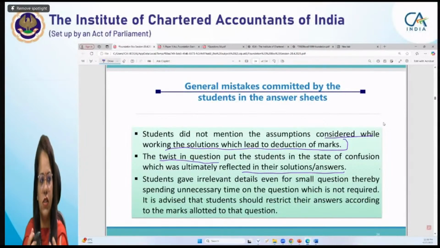Please focus. Take a deep breath. If there is a twist in the question and you do not know the twist, take a deep breath. Try to understand. And if you're unable to understand, do the other part of the question. I know you'll be able to do it.